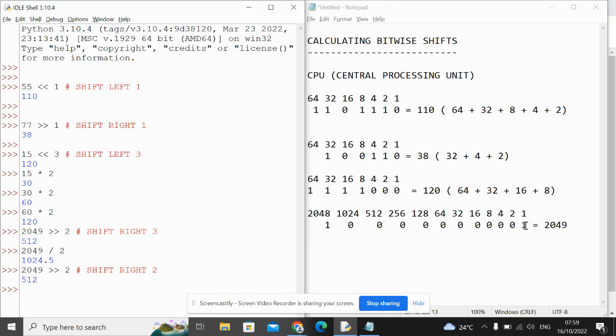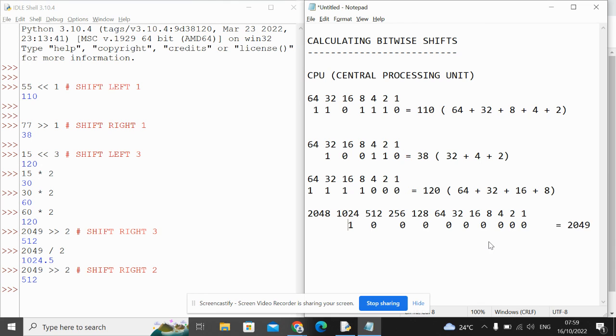So what's happening here is I'm shifting to the right. So first of all, this gets lost and this gets lost. All of the binary numbers then move down. It's tricky for me to line these up. So you can see why the result is 512.